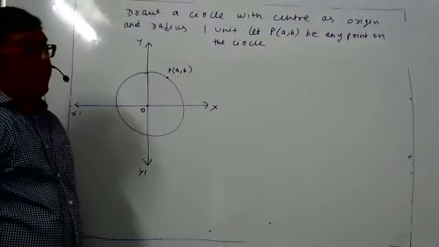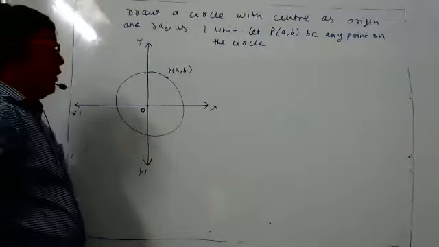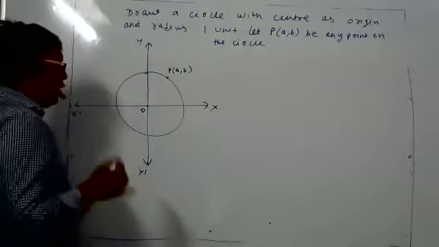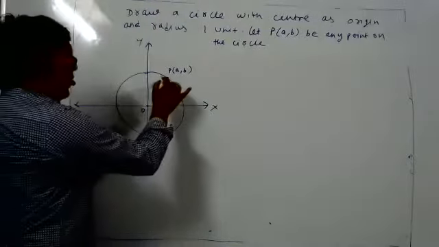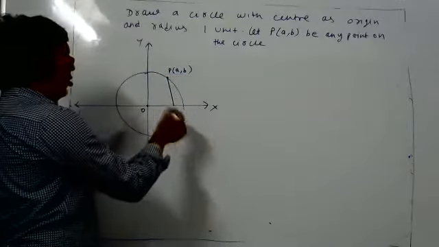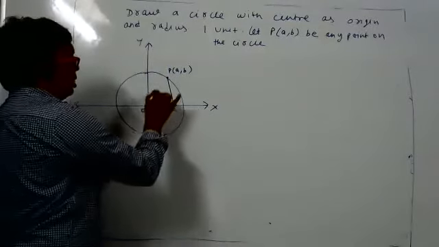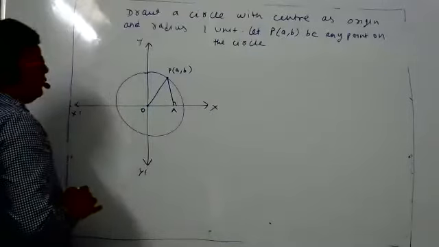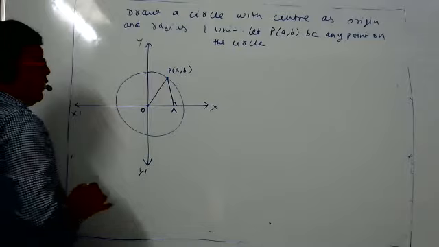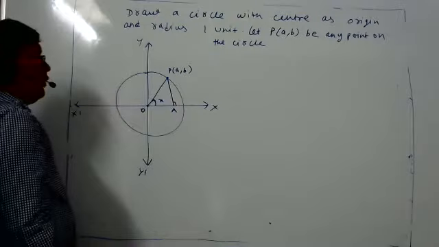Every point has two coordinates, x coordinate and y coordinate. The x coordinate is called the abscissa and the y coordinate is called the ordinate. All of you know this. Now from P I will draw a perpendicular to the X axis, say PA. I will join OP. This angle is suppose x.